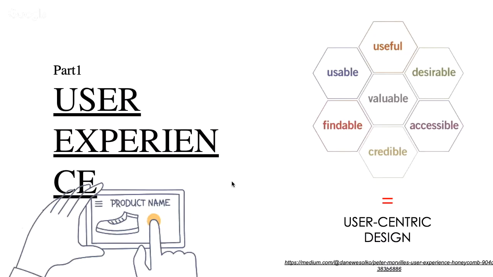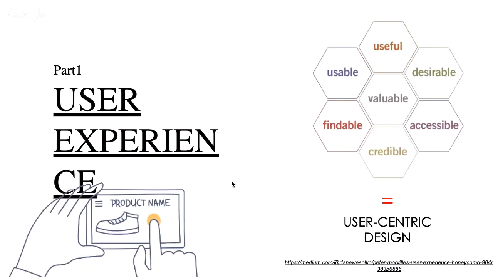On the right is a user experience honeycomb. Legend says that if you fulfill all these areas, you will create a user-centric design or product. It makes sense: usable defines how usable your product is, and accessible defines whether it appeals to a wide range of audience. Sometimes when you are designing, you might also want to consider people with disability or vision deficiency.